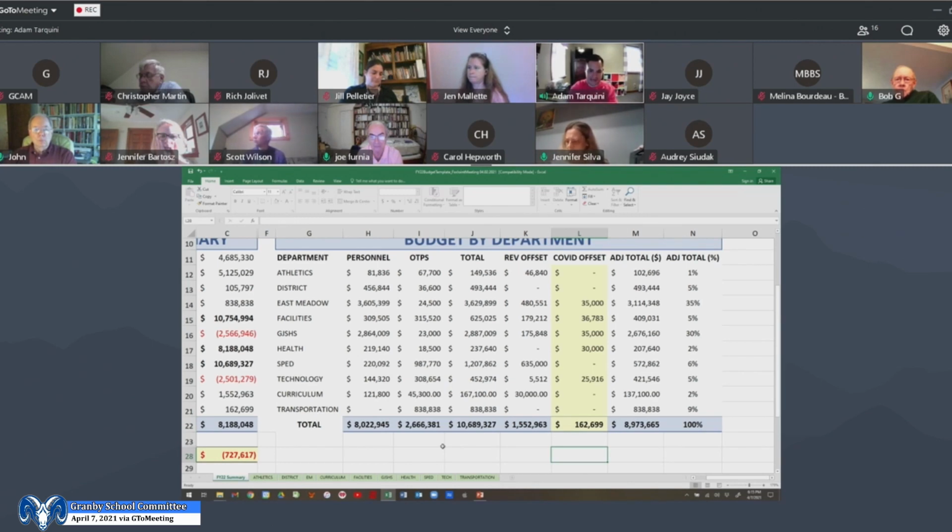The plan right now, just not knowing what the fall will bring for reopening and COVID cases and all that, is to keep 1 permanent sub in each of the buildings and 1 permanent nurse sub on staff to help with whatever potential problems we may have opening in the fall. So that's where you'll see, for East Meadow, this 35,000 is for 1 of those permanent subs. The high school, 1 of those permanent subs, and then for health and nursing, the 30,000 is for 1 of those permanent nurse subs. Okay.